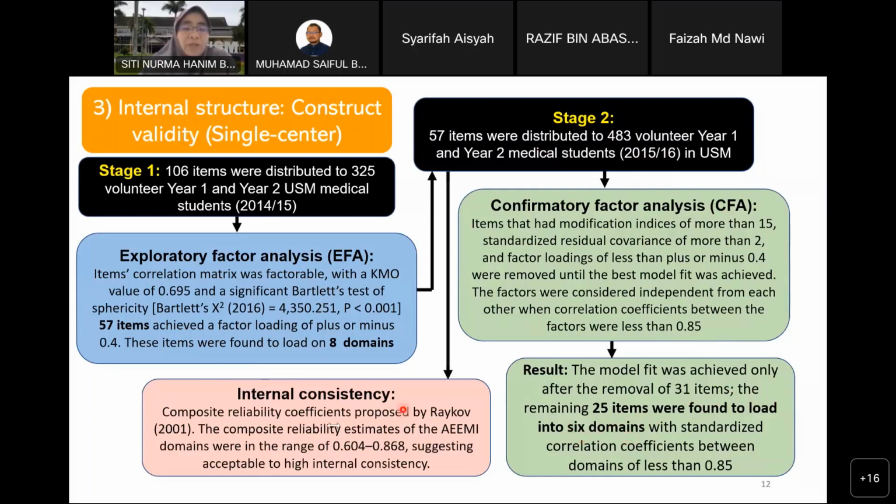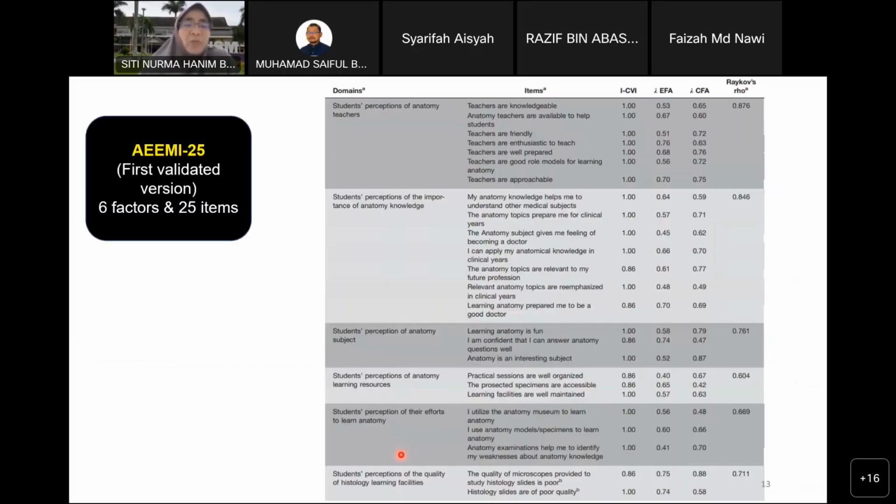For the reliability measures, internal consistency, we calculated the composite reliability coefficient using the R software, and the values ranged from 0.604 to 0.86, suggesting acceptable to high internal consistency. So with that, we managed to come out with the first validated version of AEEMI, with 6 factors and 25 items. These are the 6 factors and the underlying 25 items.